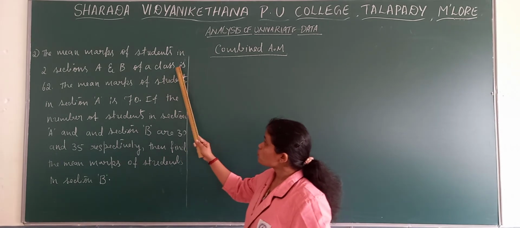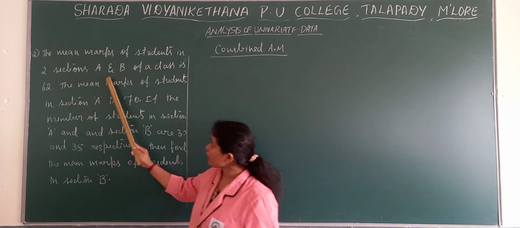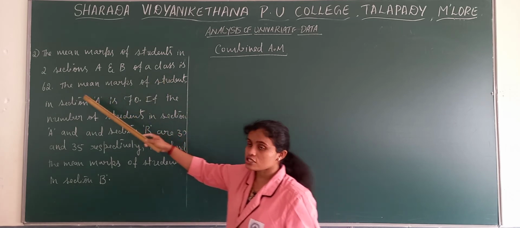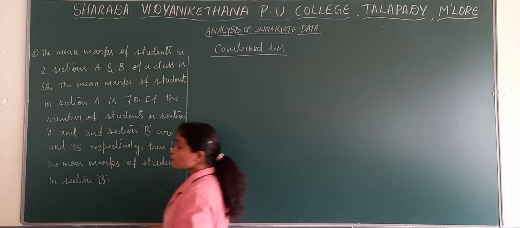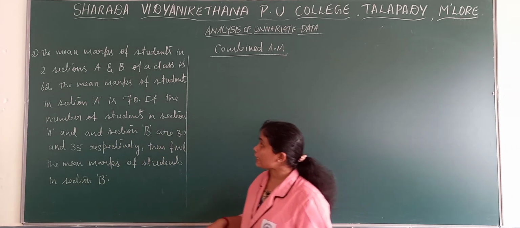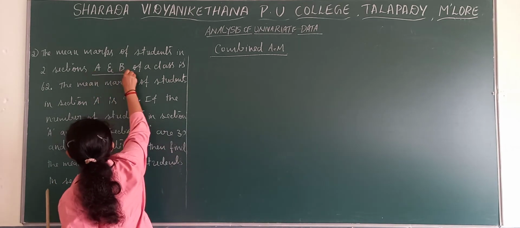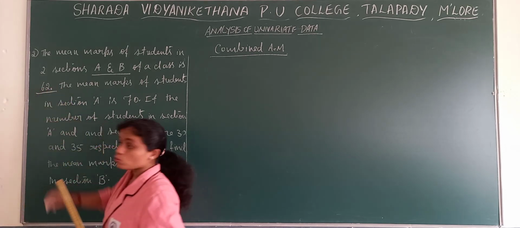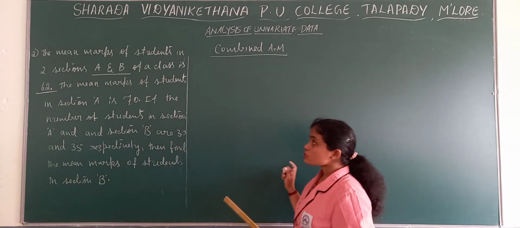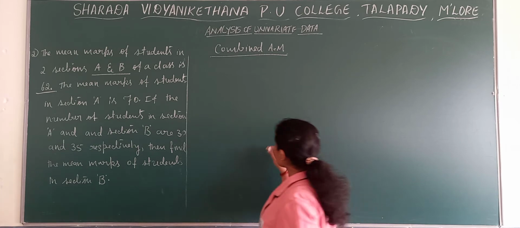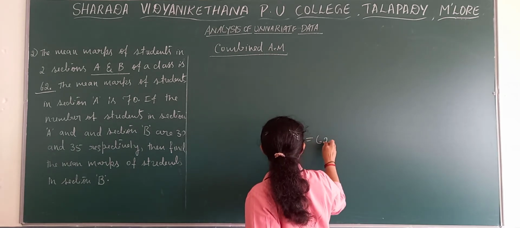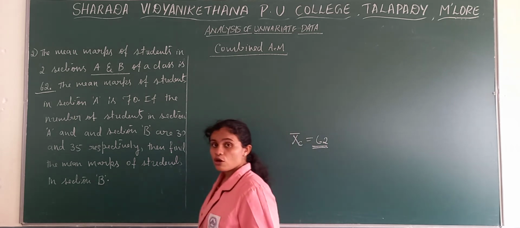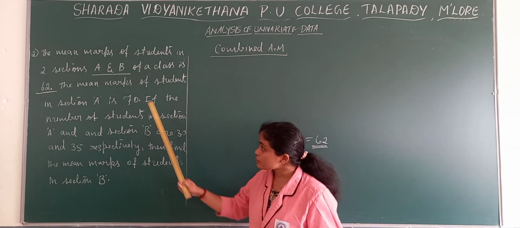The mean marks of students in 2 sections A and B of a class is 62. Here this is the mean marks of students of both sections A and B, which is 62. What does it mean? The mean marks of A and B is 62 means the combined arithmetic mean is given as 62. So it is the mean marks of both the sections, that is 62.